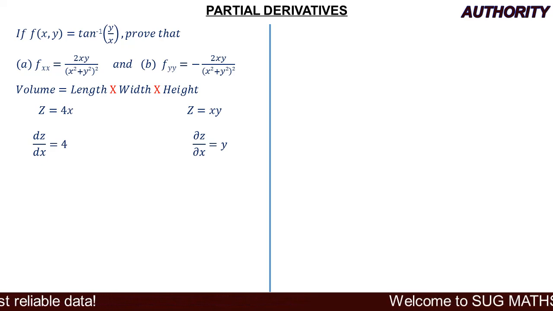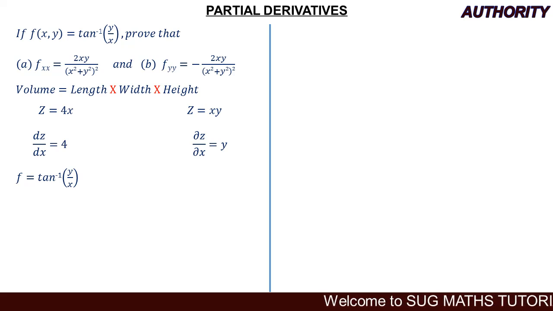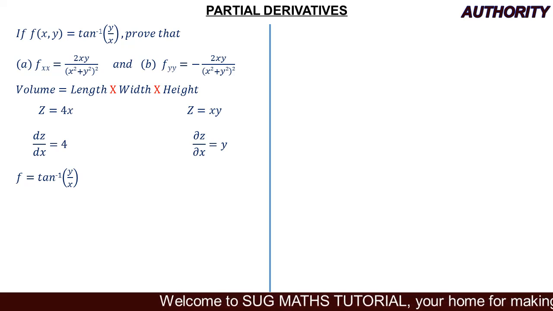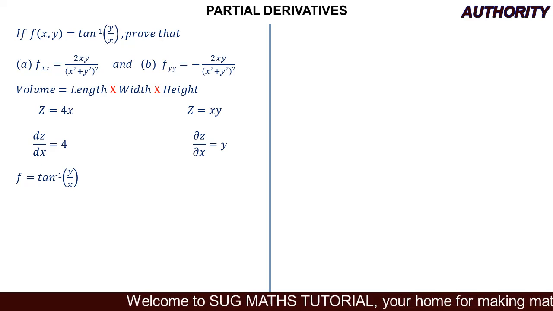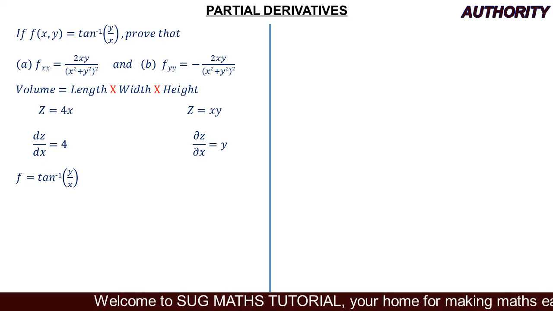The question, or the original question we are solving, is f is equal to tan inverse of y all over x. The original equation is f is equal to tan inverse of y all over x. So at this point, we are going to use the chain rule to differentiate this.